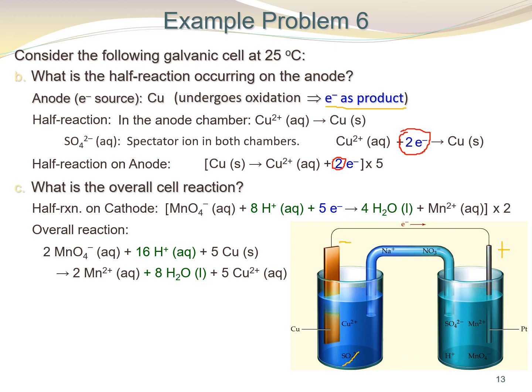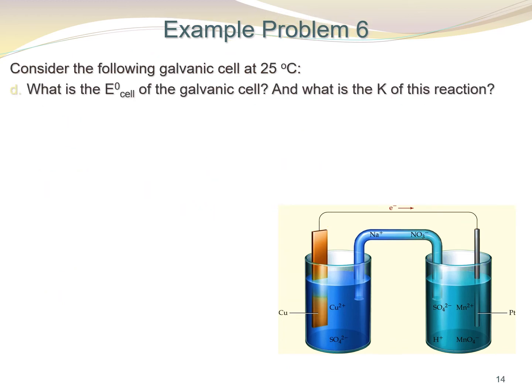All right, a couple of things I would like to point out before we leave this slide. First, just for your information, the total number of moles of electrons is 10. That means N in that Faraday equation is 10. And in question D, what is the E0 cell of the galvanic cell? And what is the K for this reaction?